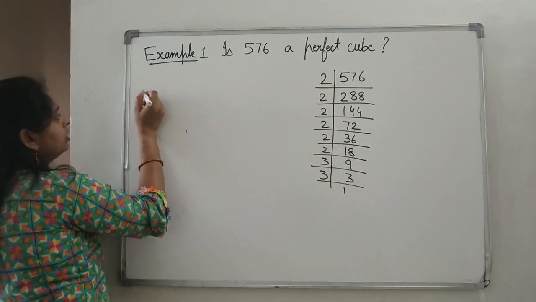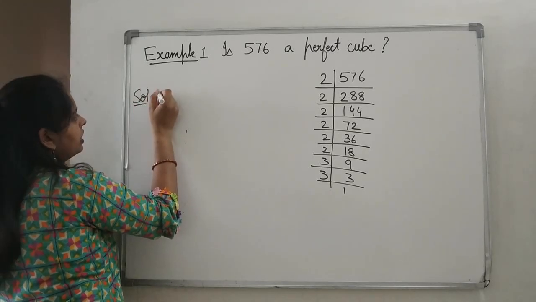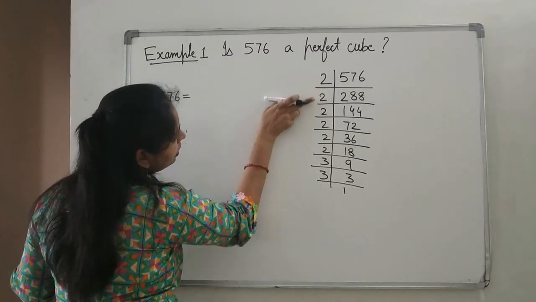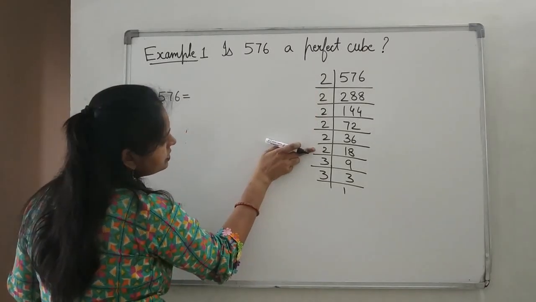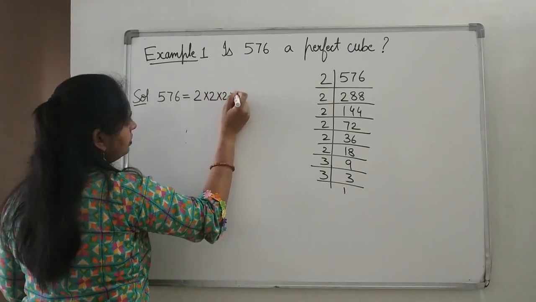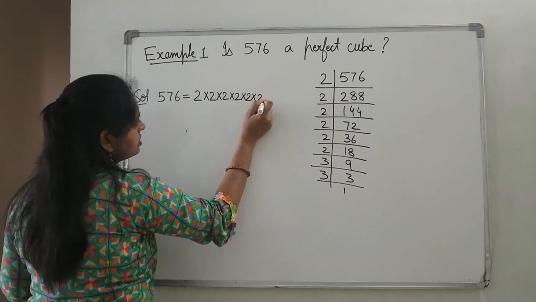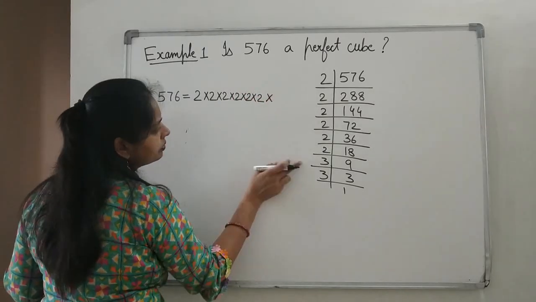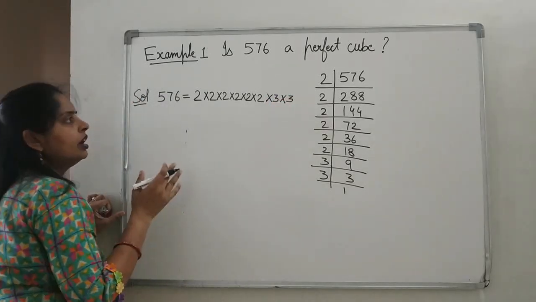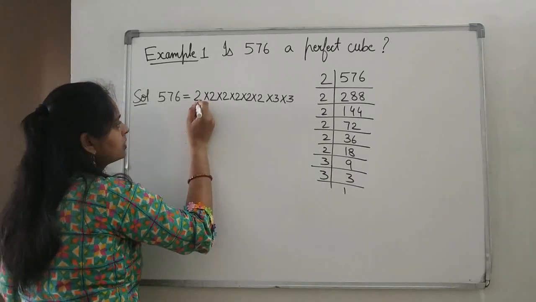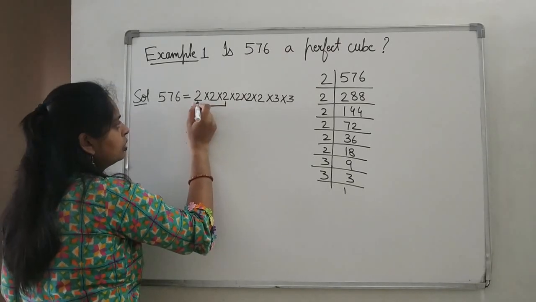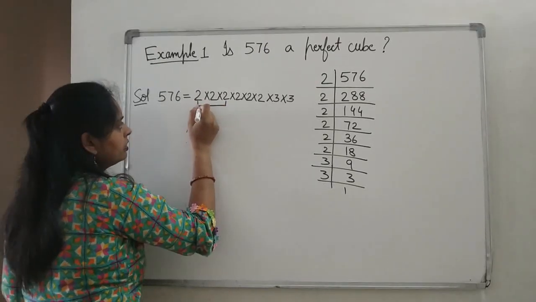Okay, so we can write the prime factorization of 576. See how many times 2 we are getting: 1, 2, 3, 4, 5, 6. 6 times 2 is there, and then 2 times 3 also, so 3 into 3. Because we have to check for the cube, we will make triplets of 3 same prime numbers. 2, 2, 2 are the same, so we have made a triplet.